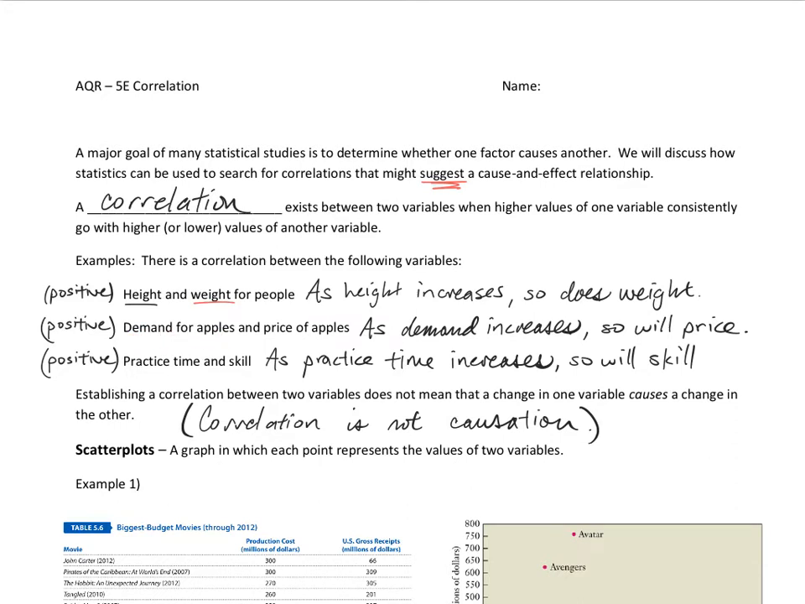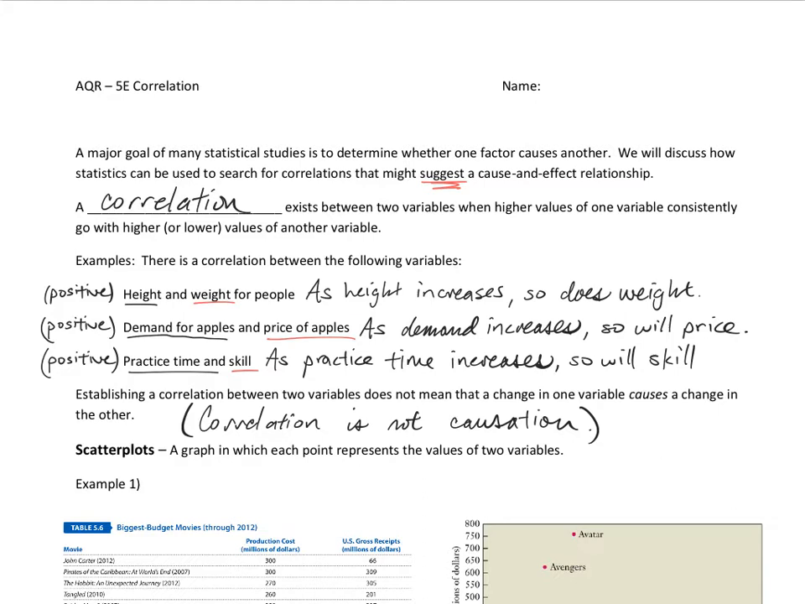Demand for apples and price for apples. Those are the two variables for the second example, and as one increases, so does the other. So if the price increases, that means demand is going up, also increasing. Or as demand increases, so will the price. Same thing with this last one. The two variables are practice time and skill. So as one increases, the other one probably increases as well. These are all positive correlations.